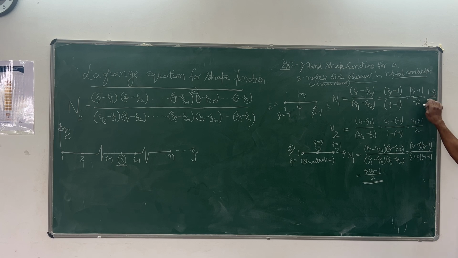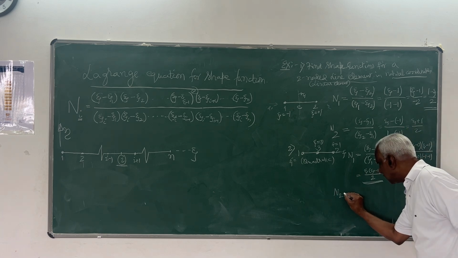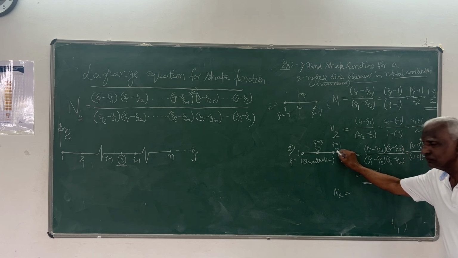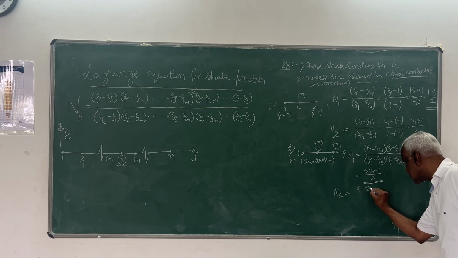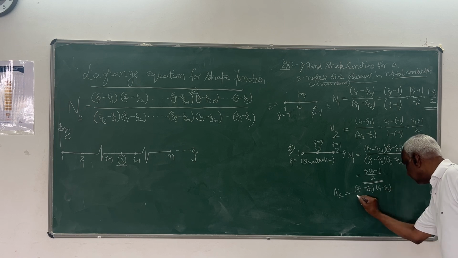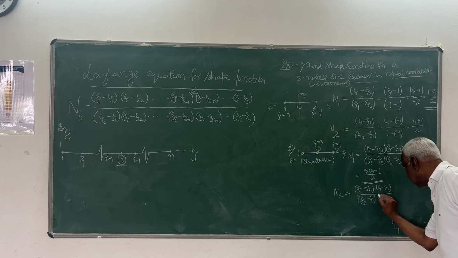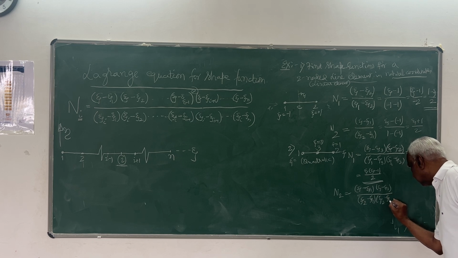You remember for one linear element, 1 minus psi by 2, 1 plus psi by 2. Here you can say minus psi into 1 minus psi by 2. If you want to remember this same shape function into minus psi, that is the one for quadratic. So either way you can write it this way also. Write it. So n2, this node, it will be psi minus psi 1, psi minus psi 3 divided by psi 2 minus psi 1, psi 2 minus psi 3.